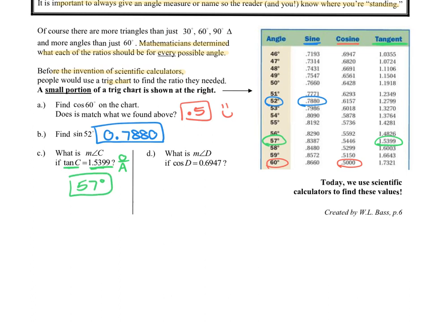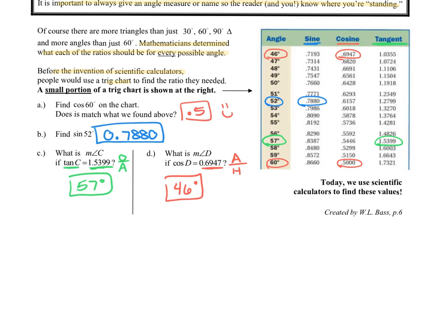So we could do one more. Let's go back and we'll do cosine. So let's see if we can go down our cosine column, and right there's our number that we were looking for. There's our 0.6947. So the angle must have been 46 degrees. So if I'm standing on an angle and I compare the adjacent leg over the hypotenuse and I get 0.6947, then the angle I'm standing on is 46 degrees.